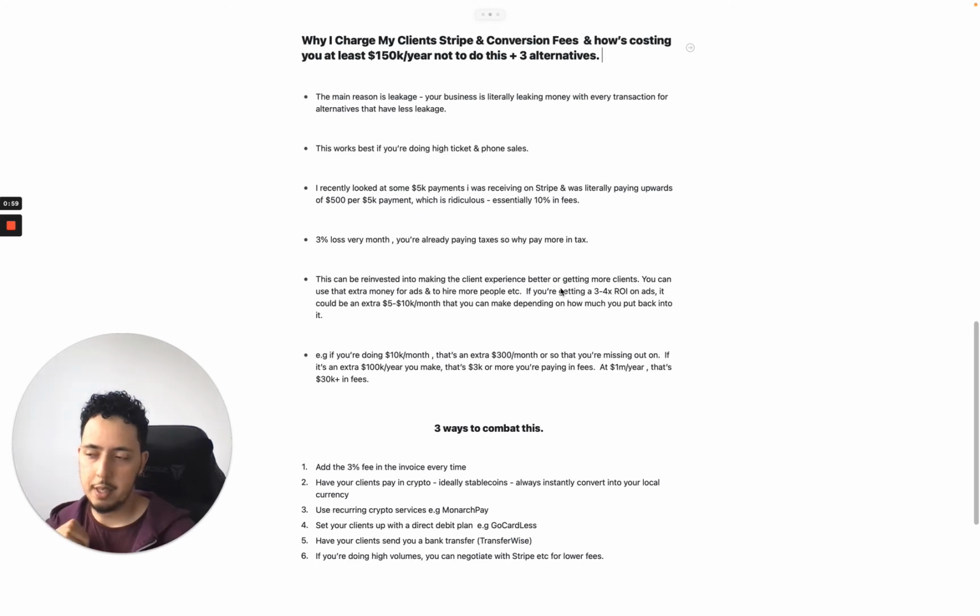For me, I started seeing payments coming in like $5,000, and then I would notice I'm paying $500 in Stripe, because I realized the conversion fee is separate. I saw literally $500 going out in fees, which is crazy. That was the turning point for me. I've run it for a long time and never looked at it. I just thought, it's just 3% and some conversion fees, and I always sucked it up.